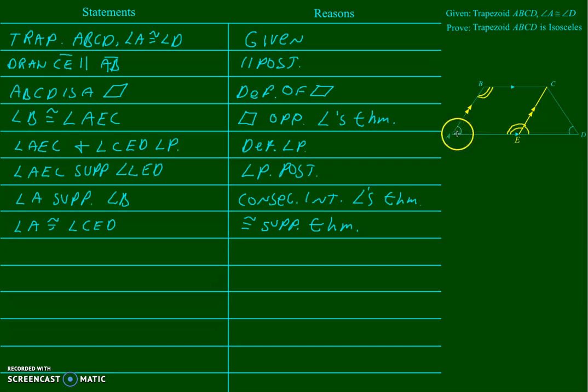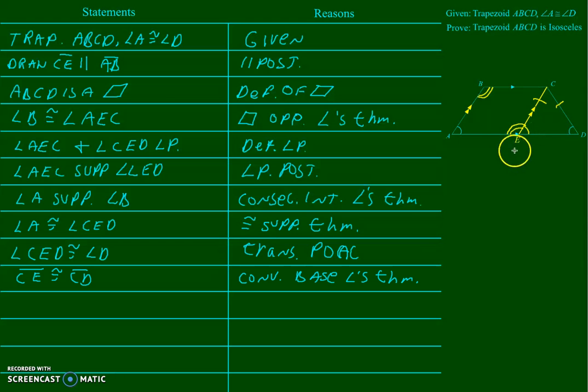We were given that angle A is congruent to angle D, and we just showed that angle A is congruent to angle CED. Therefore, angle CED is congruent to angle D by the transitive property of angle congruence. Now that these two angles are congruent, we know that CE has to be congruent to CD because of the converse of the base angles theorem. So the end is just about here.